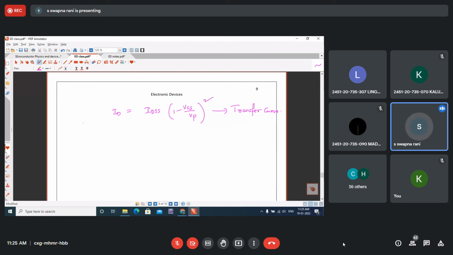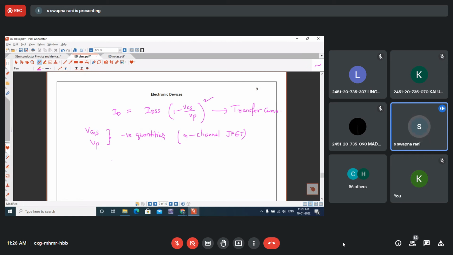Now VGS and VP both are negative quantities for an N channel JFET. Where the channel gets pinched off is given by VP, and VGS is nothing but the voltage on the gate. The voltage at which the channel becomes pinched off is VP. So both will be negative for an N channel JFET.